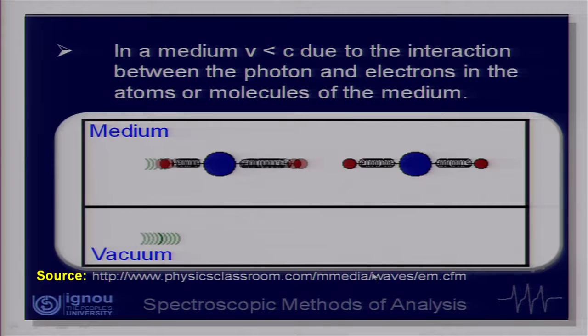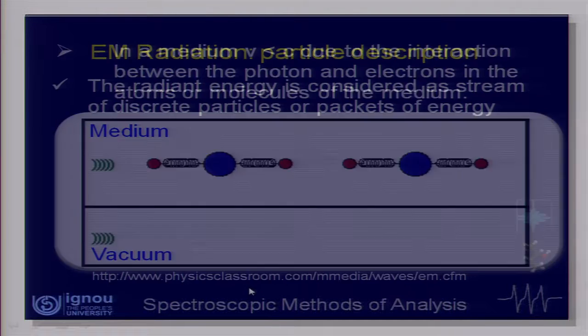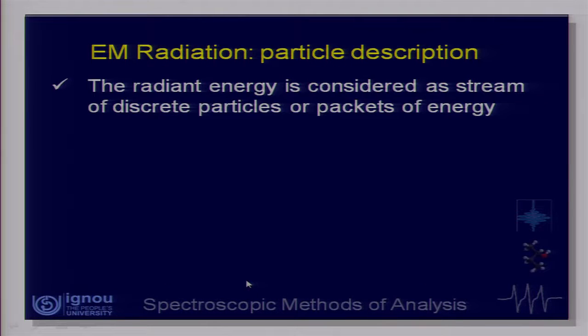Look at this animation. So, what do we see here? When the radiation was passing through the medium, it had to interact with the constituents of the medium, that is the molecules over there, whereas in vacuum it just passes through straight. So, it moves faster in the vacuum than in the medium. This animation is credited from the given source over here.